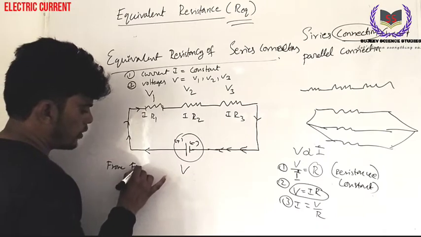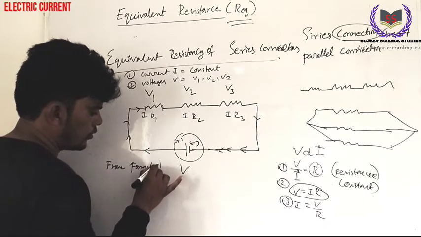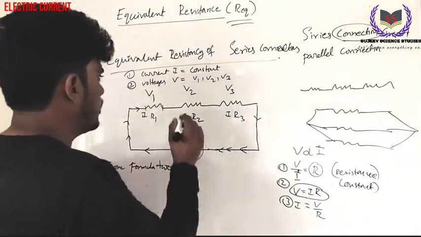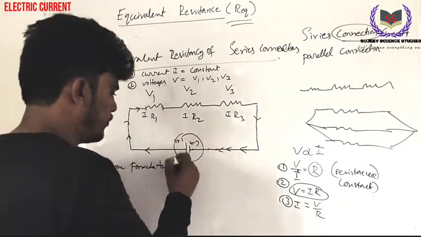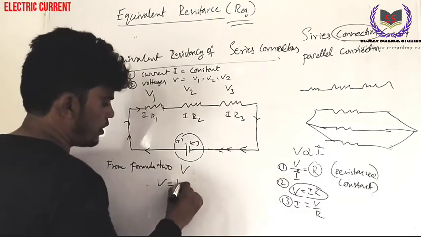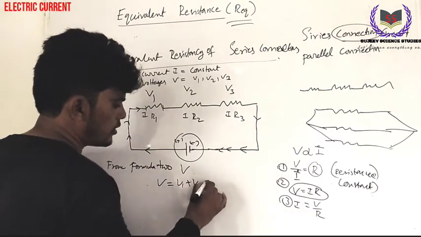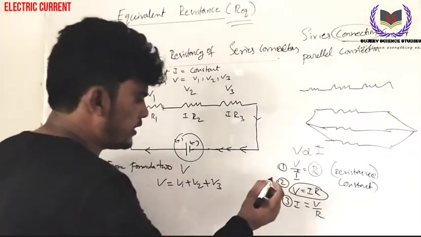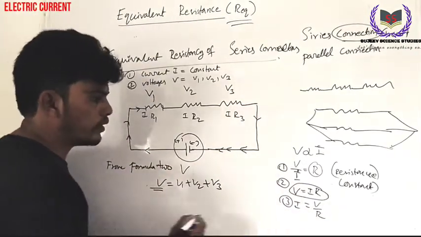From formula 2, look at here. What is the total voltage? V. What is the different voltage here? V1 plus V2 plus V3. From this, what is the V value?